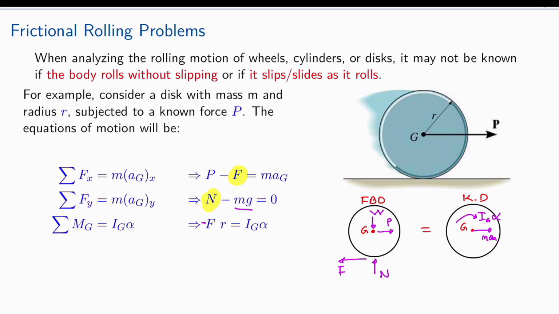So we can do the countability of unknowns and equations. The acceleration of the center of mass, AG, is another unknown. And finally, what else do we have? Alpha. So how many unknowns do we have? We have 1, 2, 3, 4 unknowns, and 3 equations. So we are in trouble. We cannot solve this problem unless we include an additional equation.